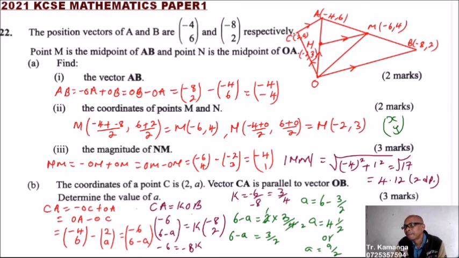Then you have part B. Here you need to relate parallel vectors and know that for parallel vectors you can express one vector as a scalar multiple of the other. That is the concept we used here to arrive at the answer, which is 9 over 2 or 4.5. So that's how you approach that question.